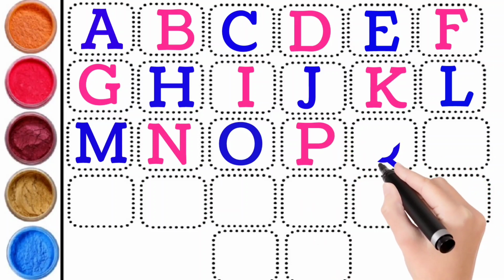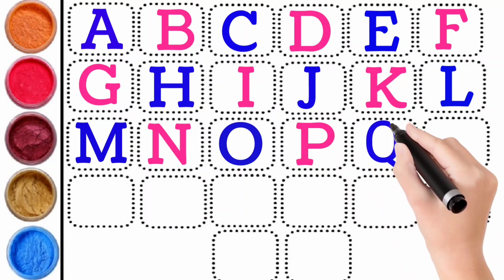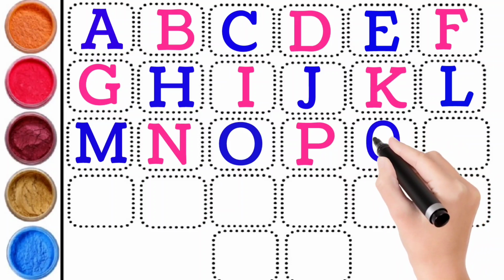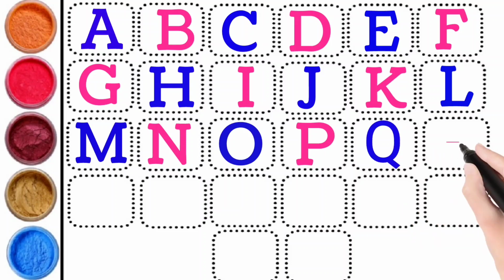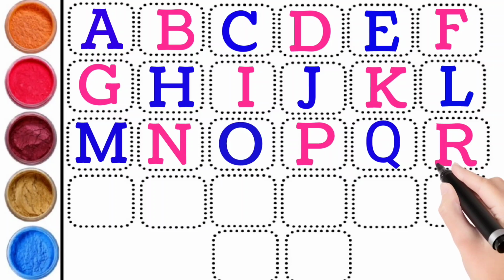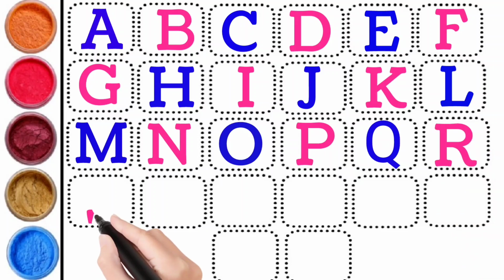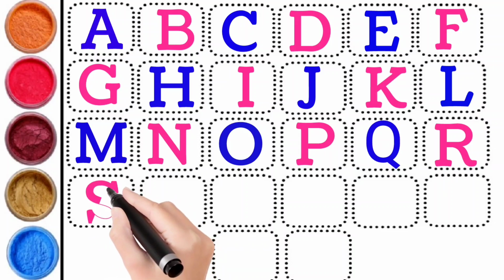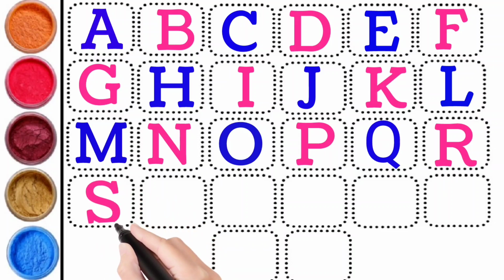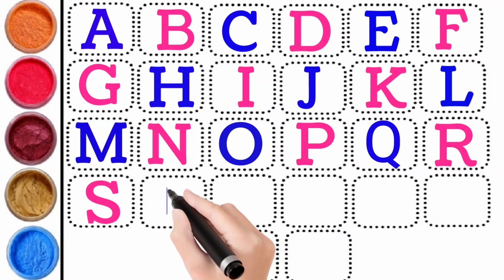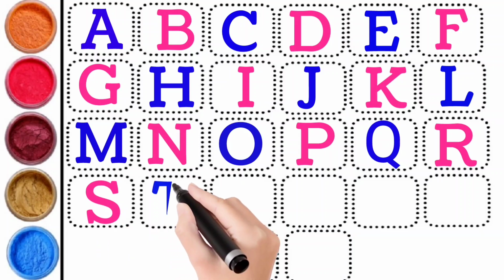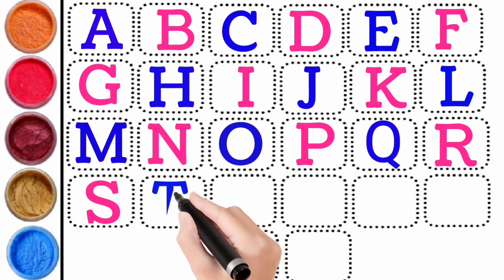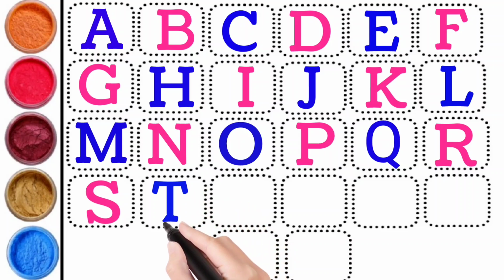Q, Q for queen, Q for queen. R, R for rabbit, R for rabbit. S, S for ship, S for ship. T, T for tiger, T for tiger.